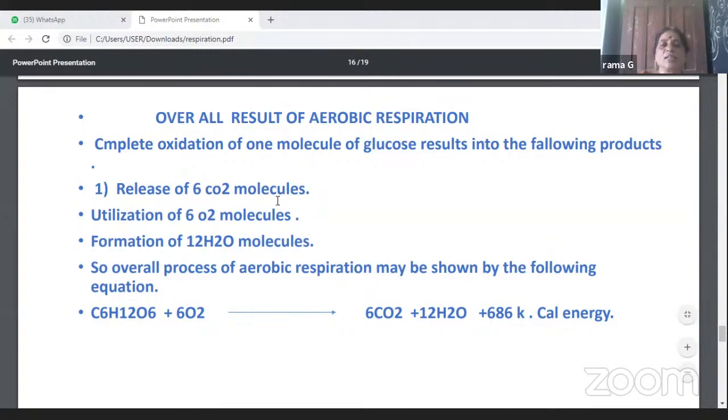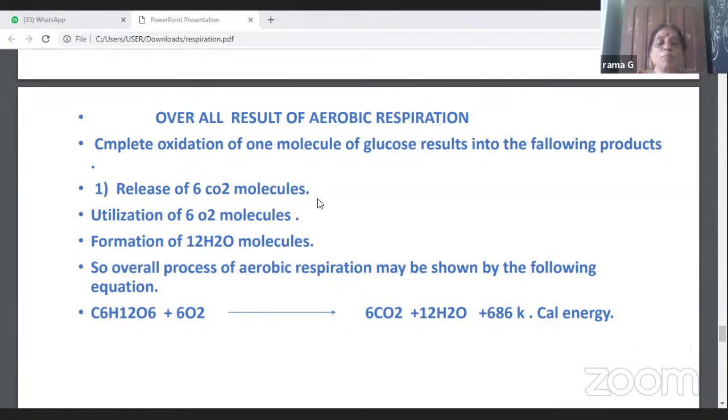Here we can recall RQ, the respiration quotient. What is the respiration quotient? The ratio between released molecules and absorbed molecules. Here, the released carbon dioxide molecules are 6 and the absorbed oxygen molecules are 6. So for carbohydrates, RQ is 1. 6 by 6 is equal to 1. So it is proved here. Next, 12 H2O molecules are released or synthesized.